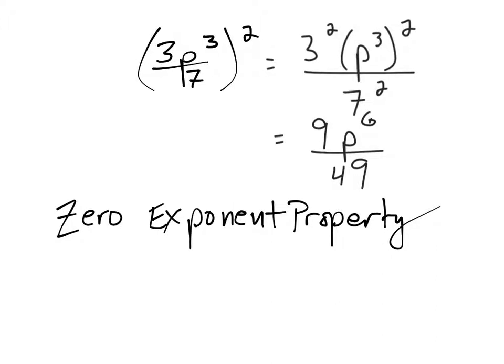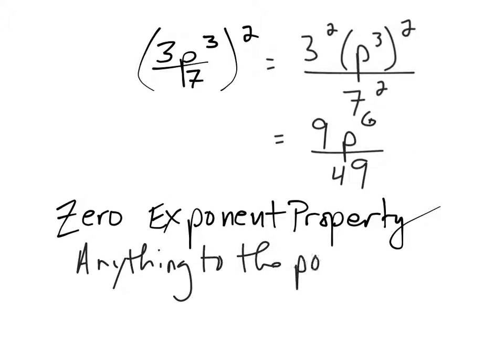All right. Anything to the power of 0 is 1. Except 0. We don't talk about raising 0 to the power of 0. It just doesn't work. So anything except 0 can be raised to the power of 0 and give you 1.